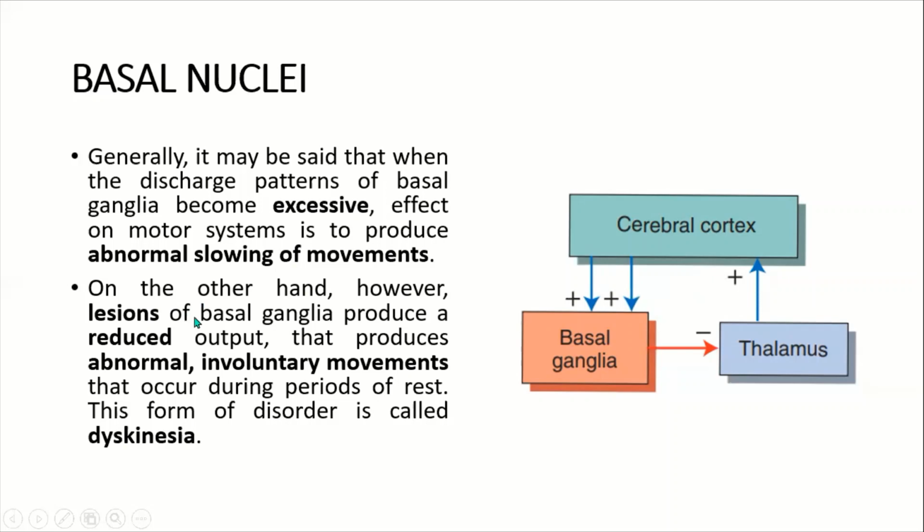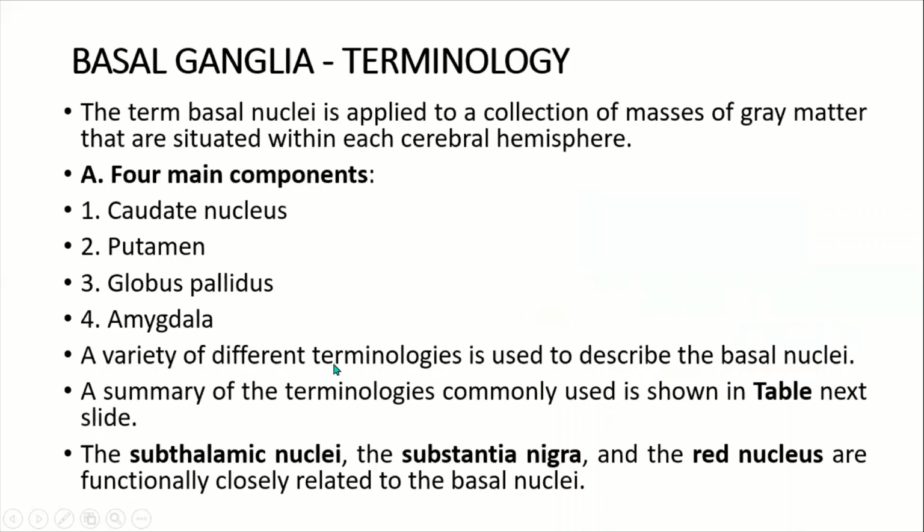On the other hand, however, lesions of the basal ganglia produce a reduced output that produces abnormal involuntary movements that occur during periods of rest. This form of disorder is called dyskinesia, right? This is the basal ganglia, and whenever there is a lesion, or there's a problem with its normal working, the movement will go unchecked, and there would be no dampening, and the abnormal involuntary movements will ensue.